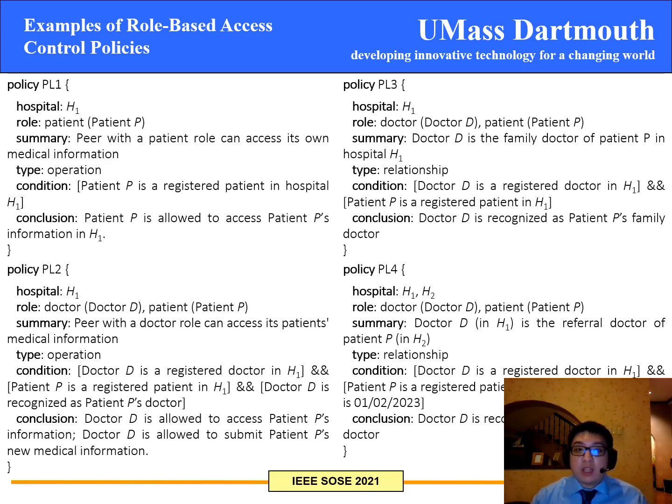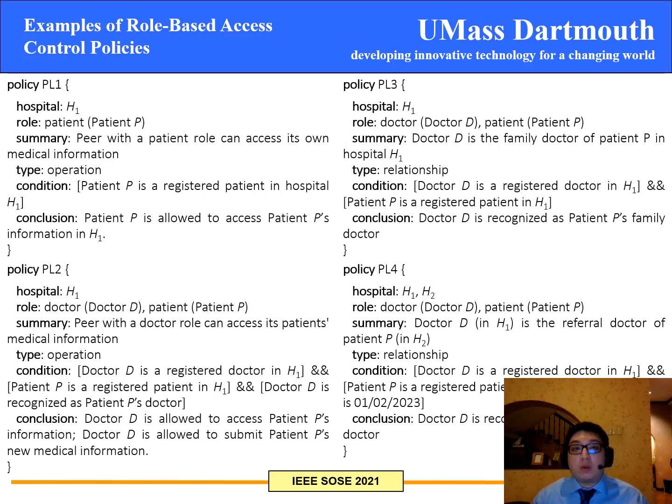Policy PL1 dictates that a peer with a patient role can access a patient's information only if the peer agent is requesting the peer's own information. So essentially, a patient accessing their own information. This policy involves only a single patient as stated by the role component.